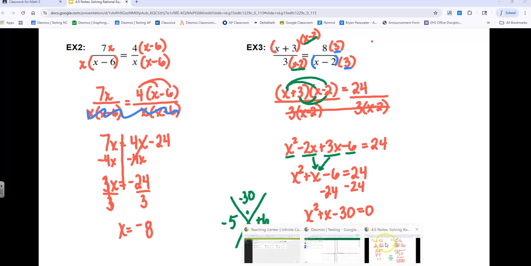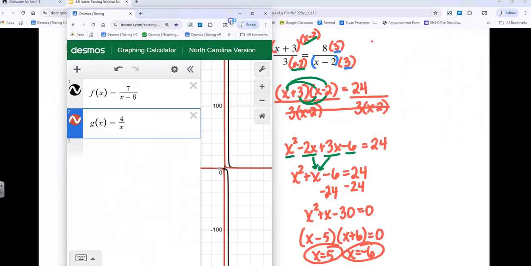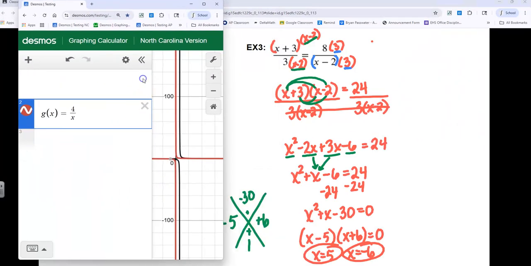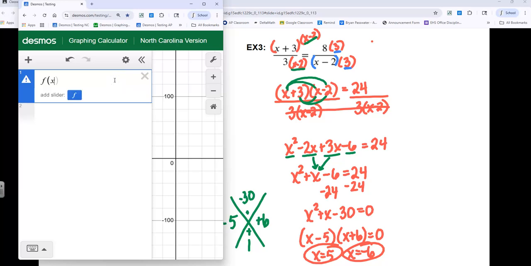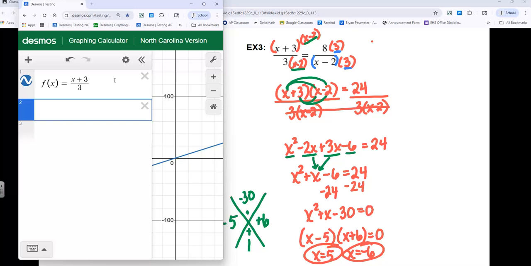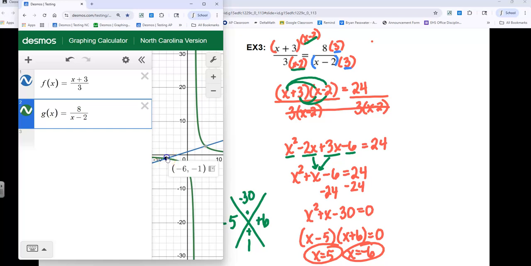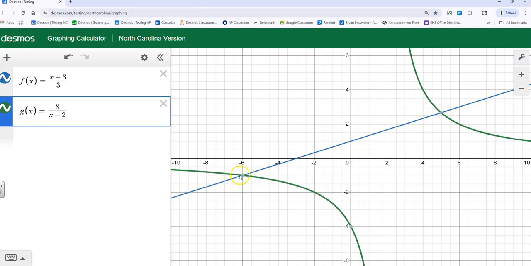Okay. If we check it really quickly on Desmos, here we got f of x equals x plus 3 over 3. We got g of x equals 8 over x minus 2. We are looking for where those cross. There's negative 6. There is our negative 6, positive 5 for that. Okay, questions?